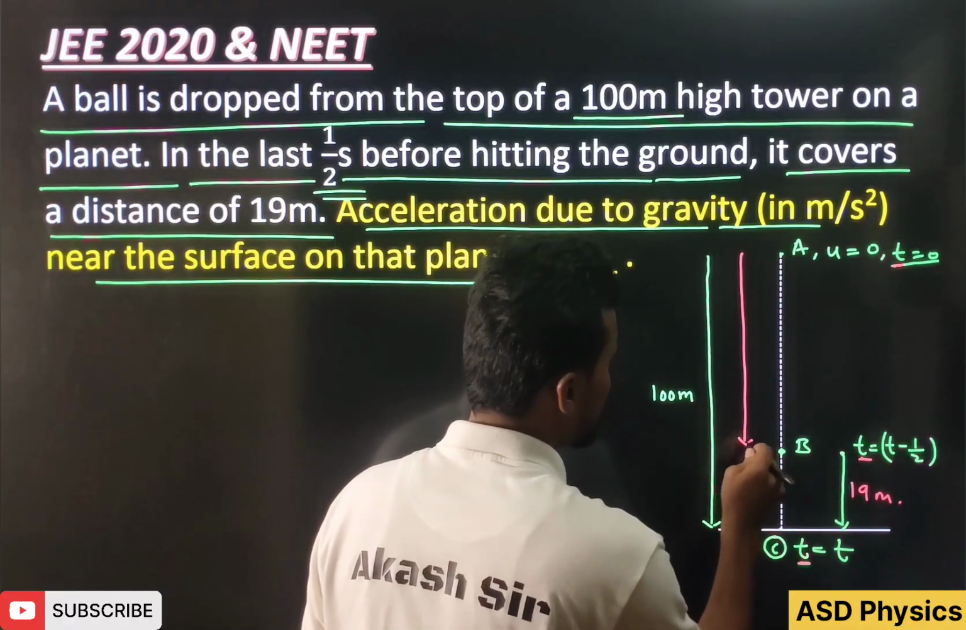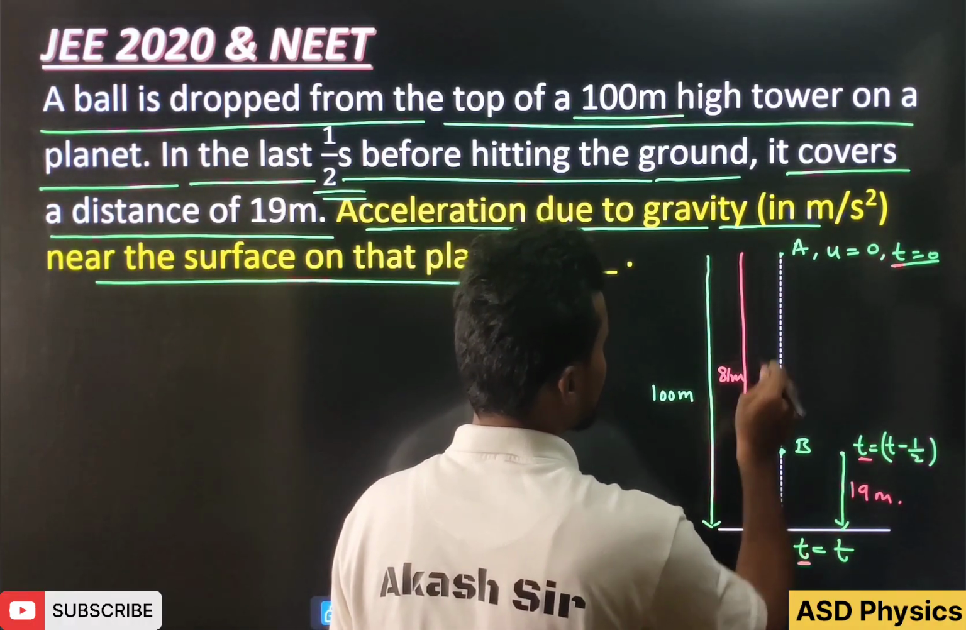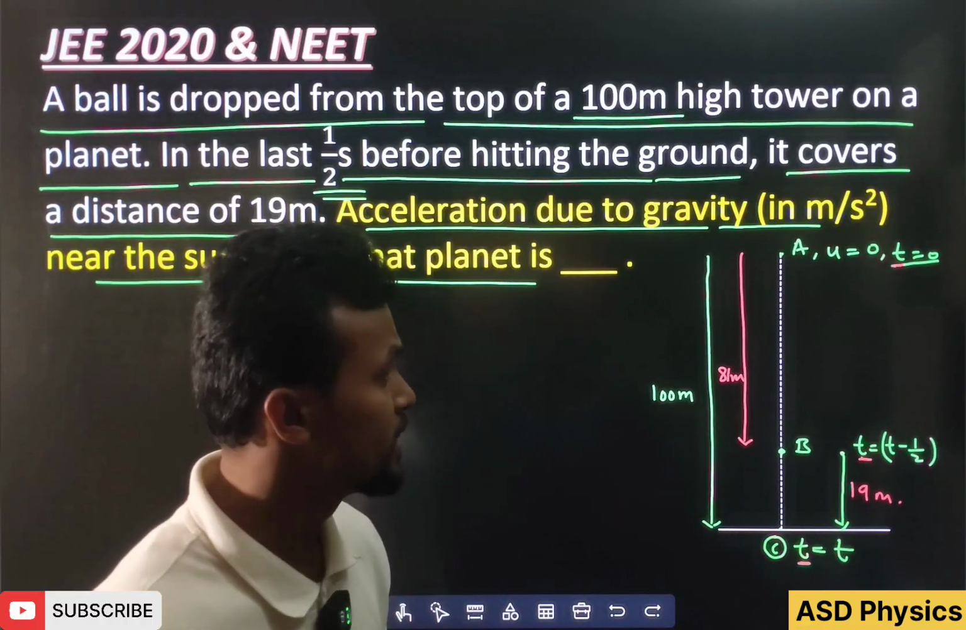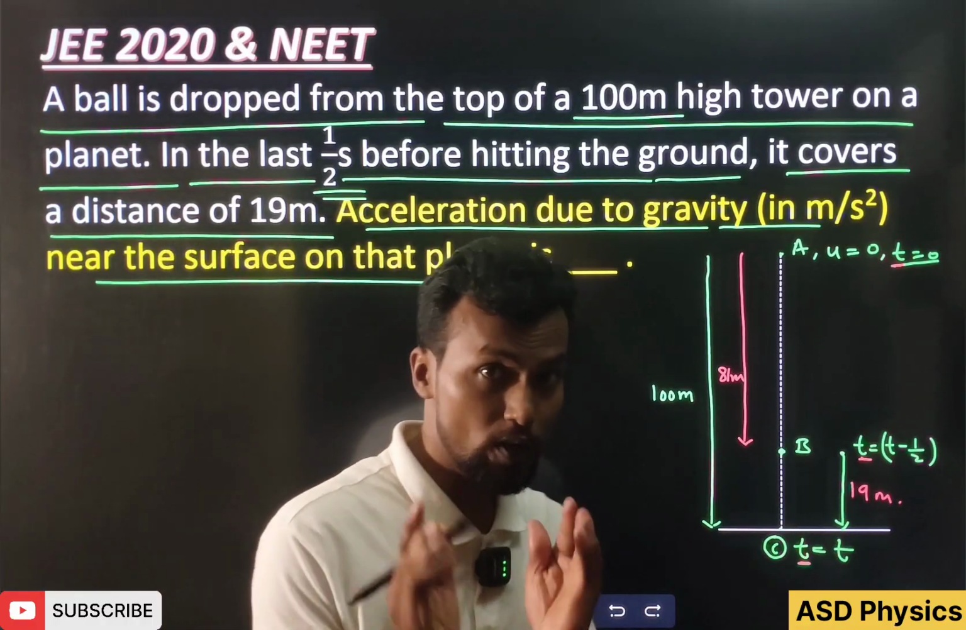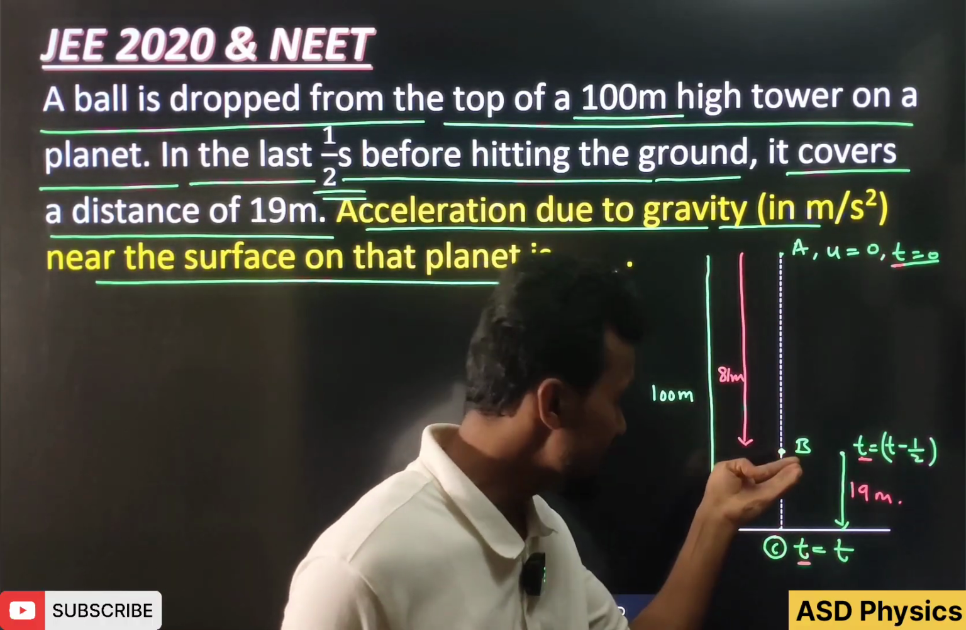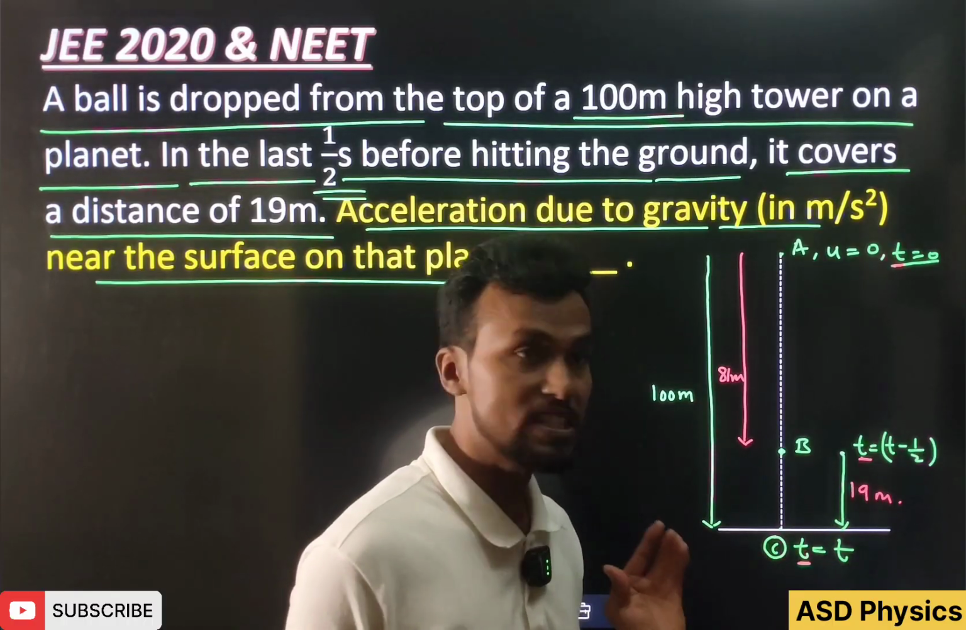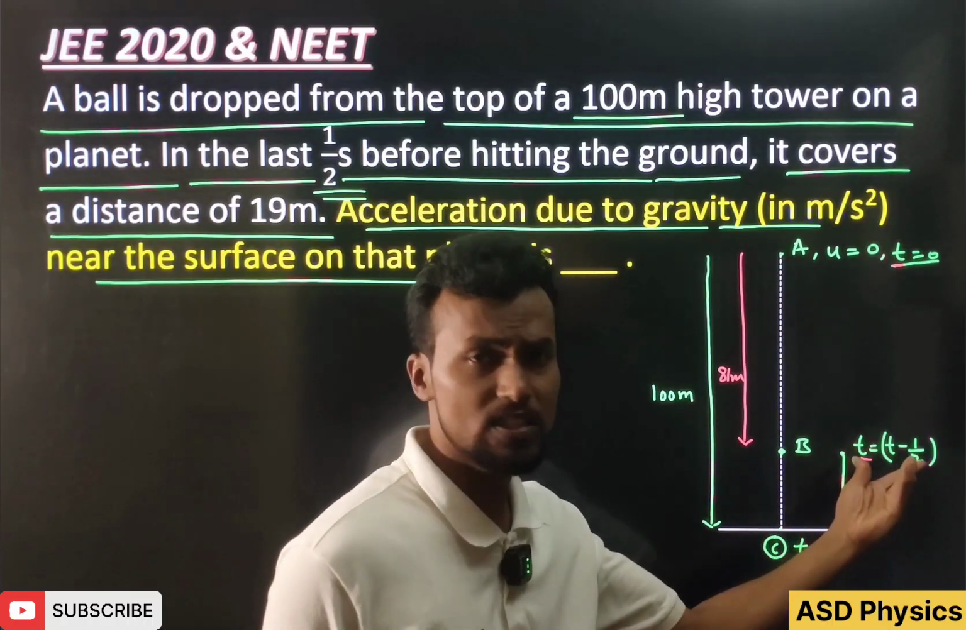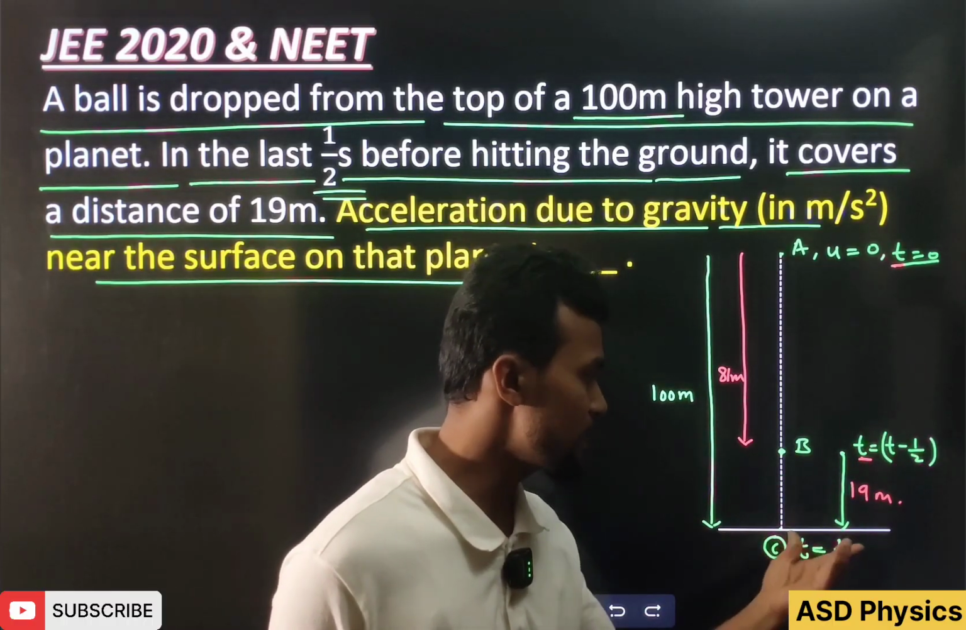It will come here 81 meter. How much coming here? 81 meter. 100 minus 19, 81 meter, is it? So now I hope this is very clear. A to C time taken is t, A to B time taken is t minus half, because B to C time is a half second.